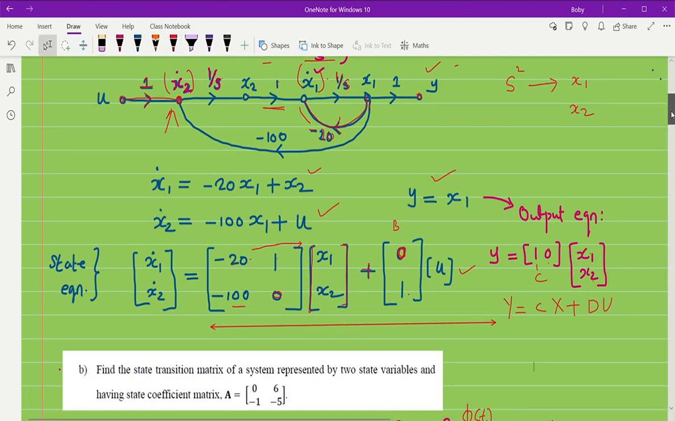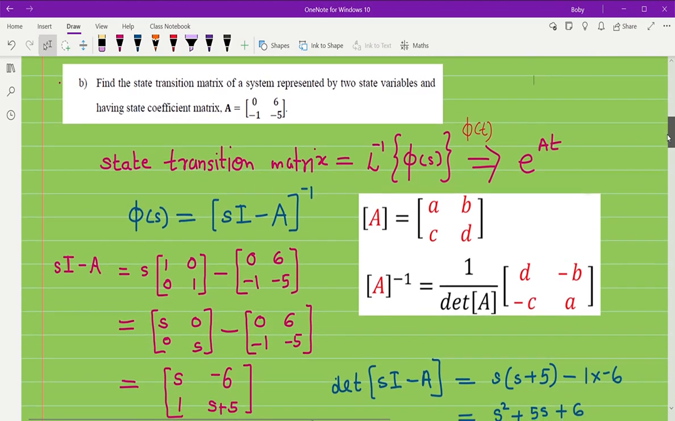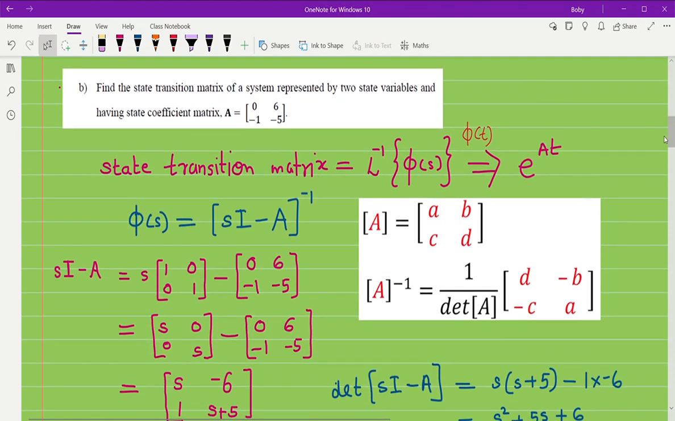Now the next question is: find the state transition matrix of a system represented by two state variables and having state coefficient matrix A equal to 0 6 minus 1 minus 5. So what is the state transition matrix? That is L inverse of phi of s, or phi of t, or e raised to At. These are all representations of the state transition matrix. So we have to find the Laplace inverse of phi of s.